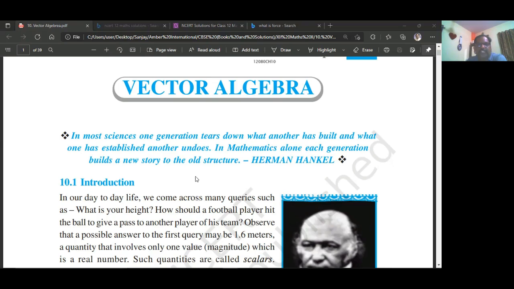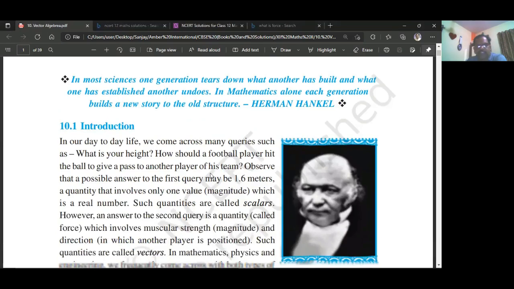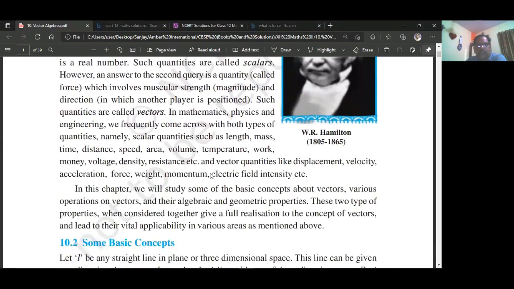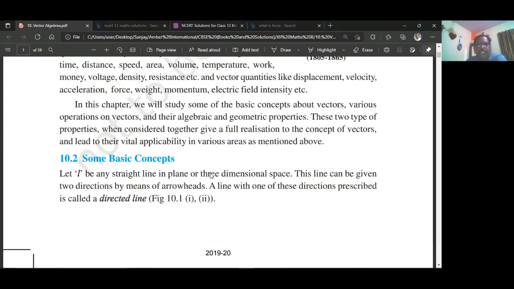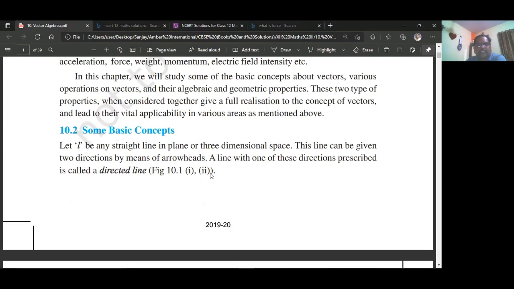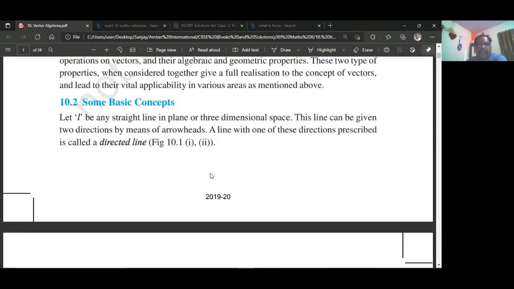Let's start with the basic concept from the topic. Let's see the topic vector algebra. So what are the important concepts from this topic? To go through this topic and to solve the examples on it, some basic concepts and basic definitions are there, so we'll discuss them one by one.